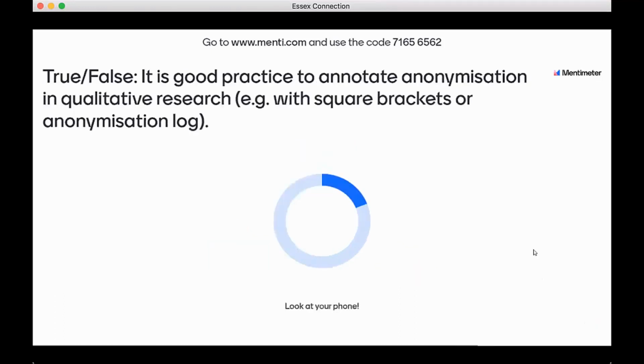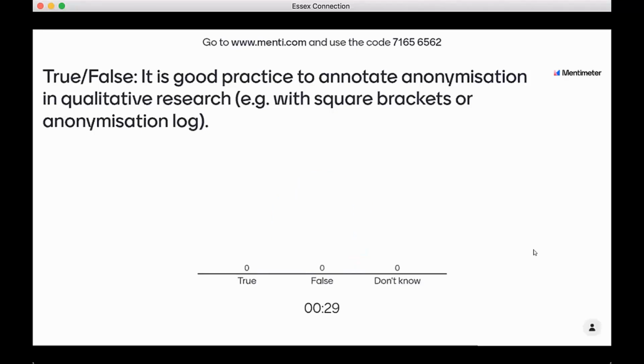Right, so true or false? Is it good practice to annotate anonymization in qualitative research, for example with square brackets or an anonymization log? And I should say, those square brackets, if you're reading an interview transcript or something like that, would indicate something. Is that good practice that you should do?